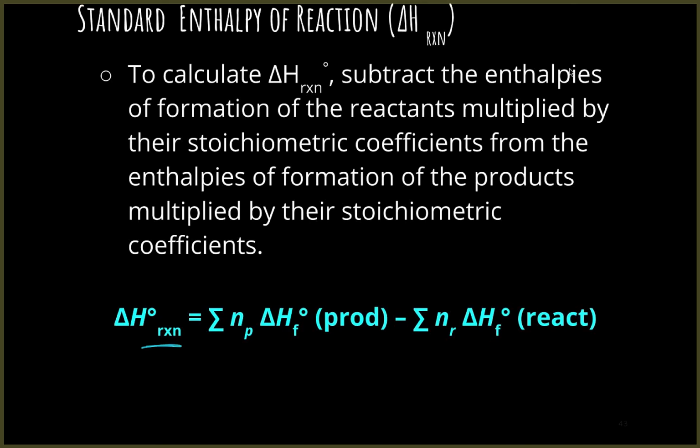Okay, so this is the other way we could calculate a heat of reaction. This is a summation equation. So what you can do is you're going to subtract the enthalpies of formation of the reactants, multiplied by their stoichiometric coefficients, from the enthalpies of formation of the products, multiplied by their stoichiometric coefficients. So basically what that says is I'm going to take all the heats of formation of the products minus all the heats of formation of reactants. That's what gives me the overall delta H. So the delta H of reaction is for the whole thing.